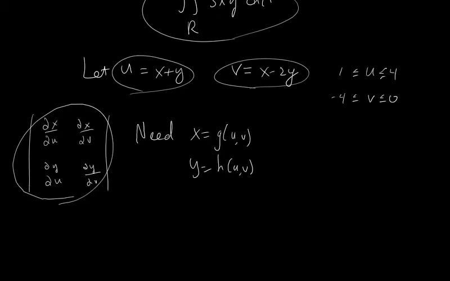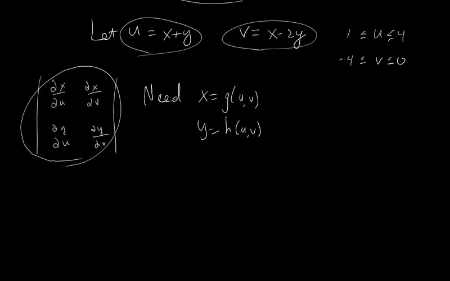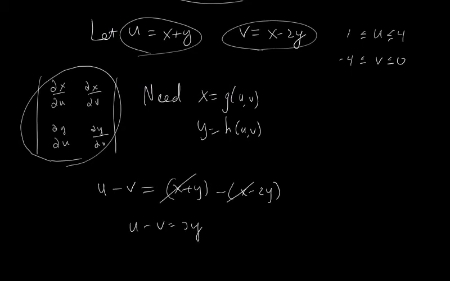So what I'm going to have to do is treat this like a system and eliminate x from the system, get a function for y, then eliminate y from the system and get a function for x. So let's do that. So notice if I were to subtract u minus v, then I get x plus y minus x minus 2y. So the x's will cancel, leaving me with 3y. So u minus v is equal to 3y.